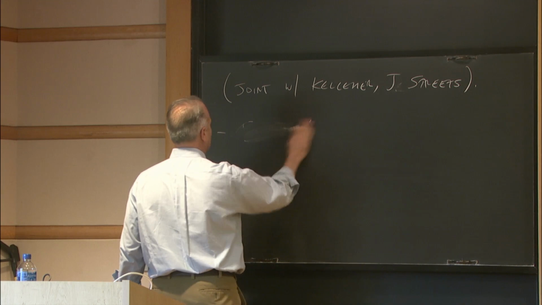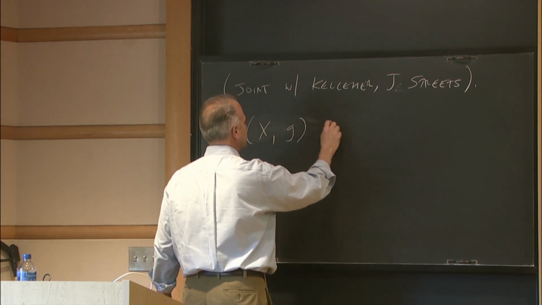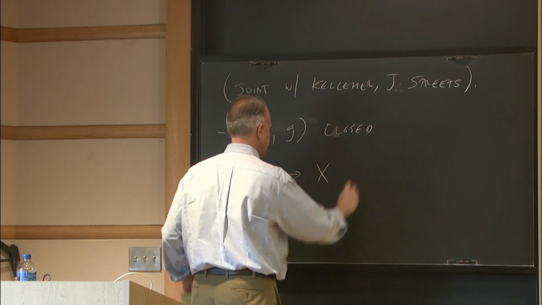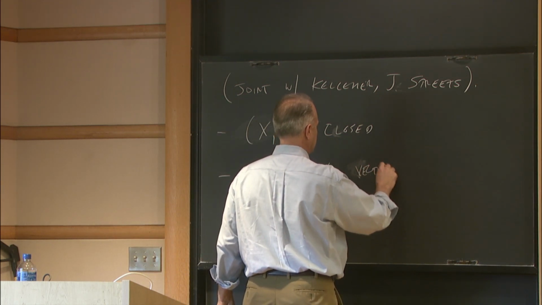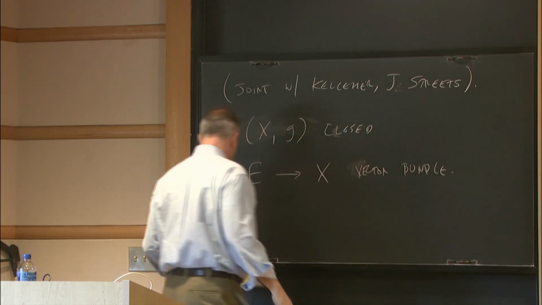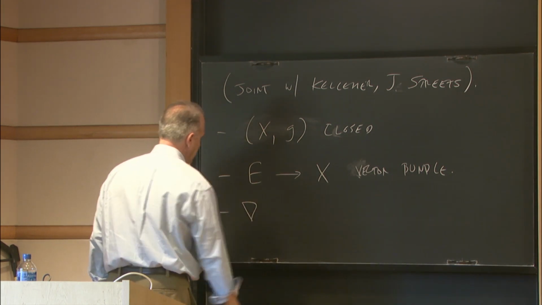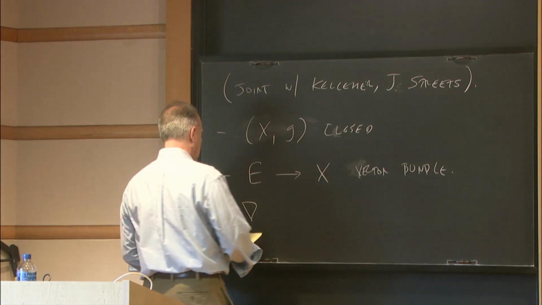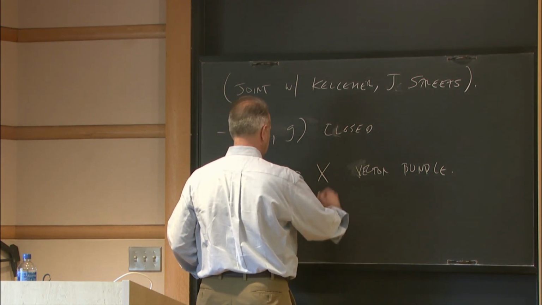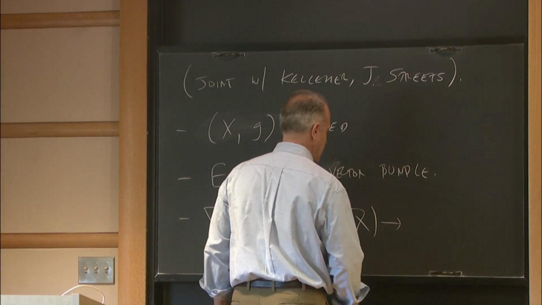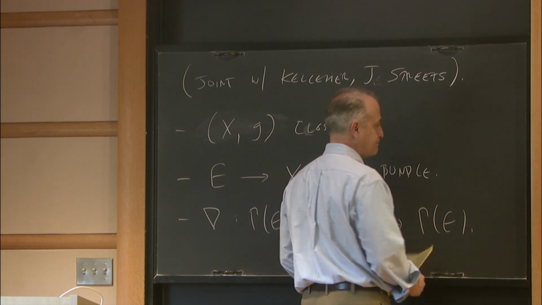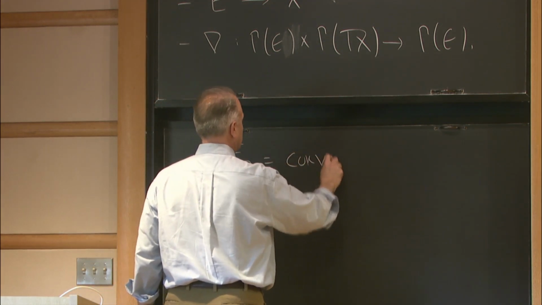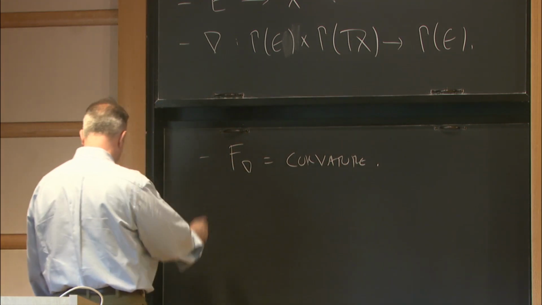In a minute, I'll specialize to 4 dimensions, but at least at the outset, I have a closed Riemannian manifold, and I'm going to have a vector bundle E over X. Then I assume that I have a connection, and I'm going to assume it's a metric compatible connection, so I have a metric in this vector bundle as well. Nabla maps sections of E, smooth vector fields, to sections of E. And I'm going to let F be the curvature of this connection. Then I can define the Yang-Mills functional.